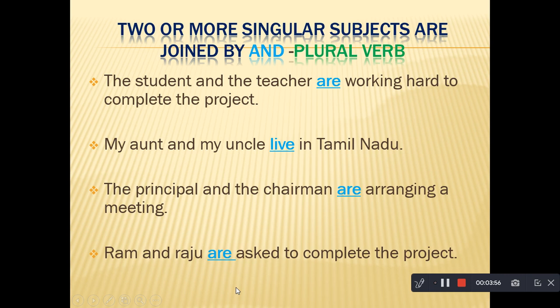The next rule: two or more singular subjects joined by and take a plural verb. Here, the student and the teacher. The student is a singular subject, and the teacher is a singular subject.